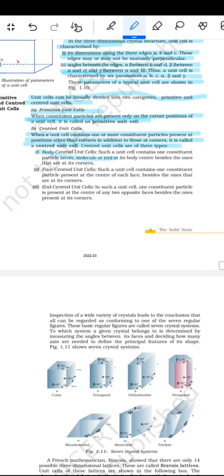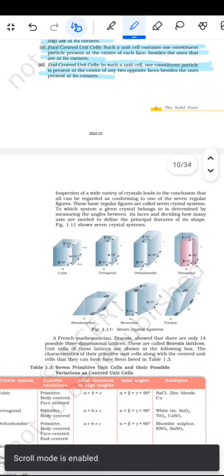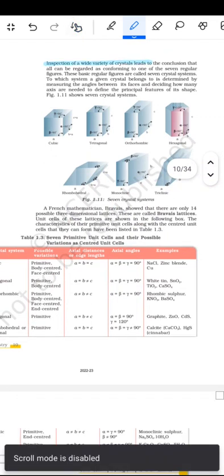Centered unit cells are of three types. First, body centered unit cell: such a unit cell contains one constituent particle, atom, molecule or ion at its body center besides the ones at its corners. Second, face centered unit cell: such a unit cell contains one constituent particle present at the center of each face besides the ones at its corners. Third, end centered unit cell: in such a unit cell, one constituent particle is present at the center of any two opposite faces besides the ones present at its corners.